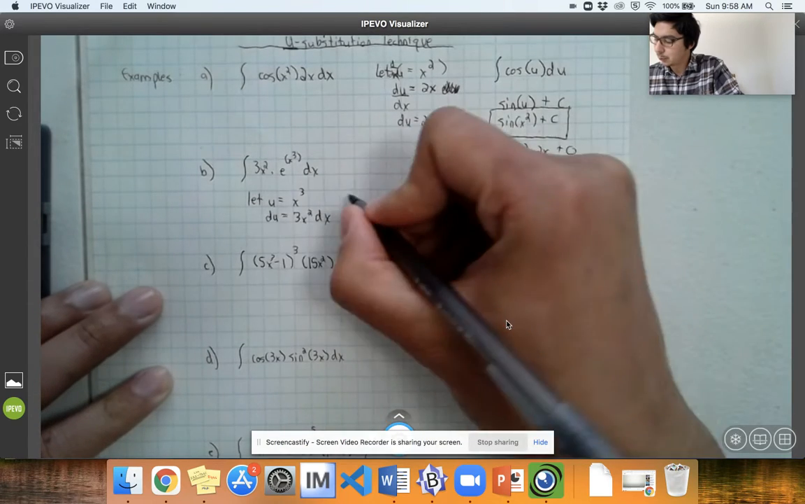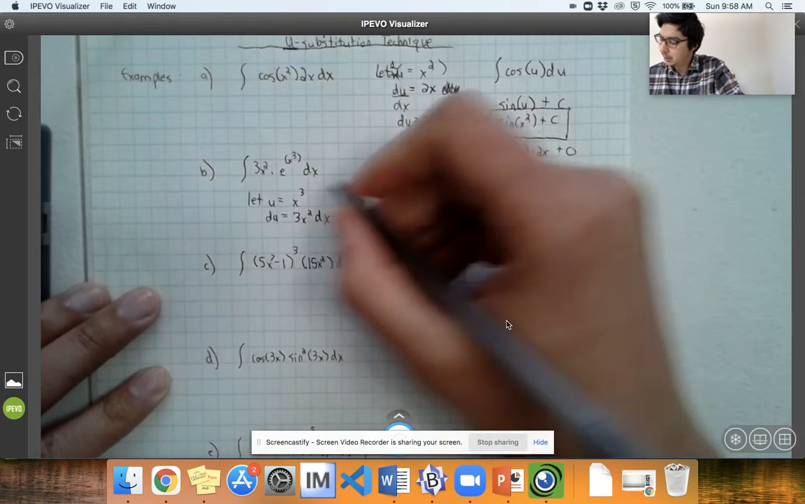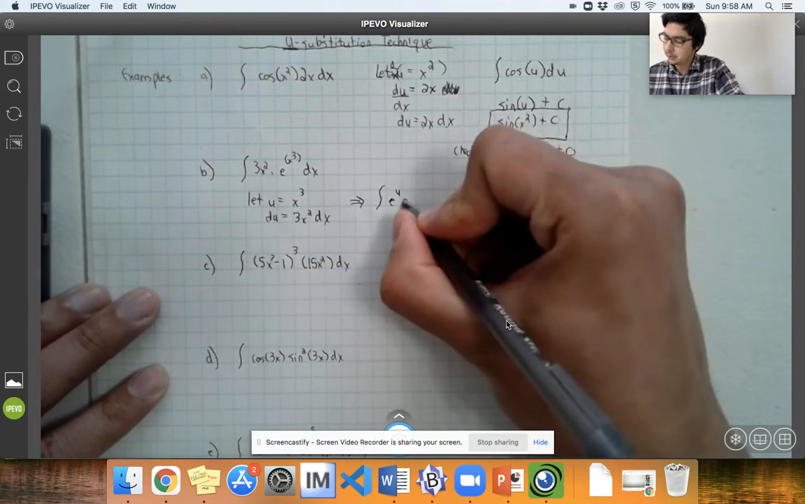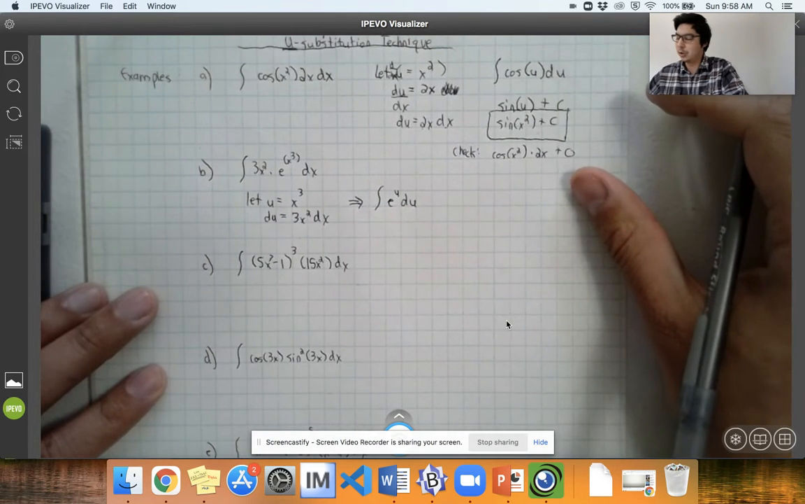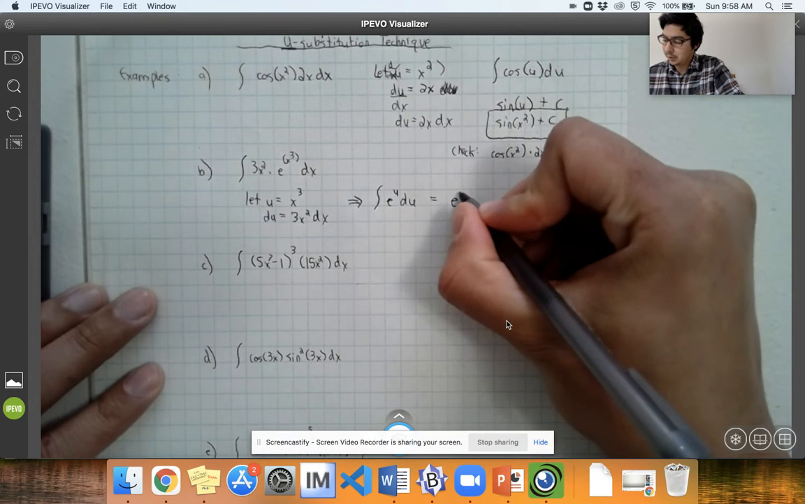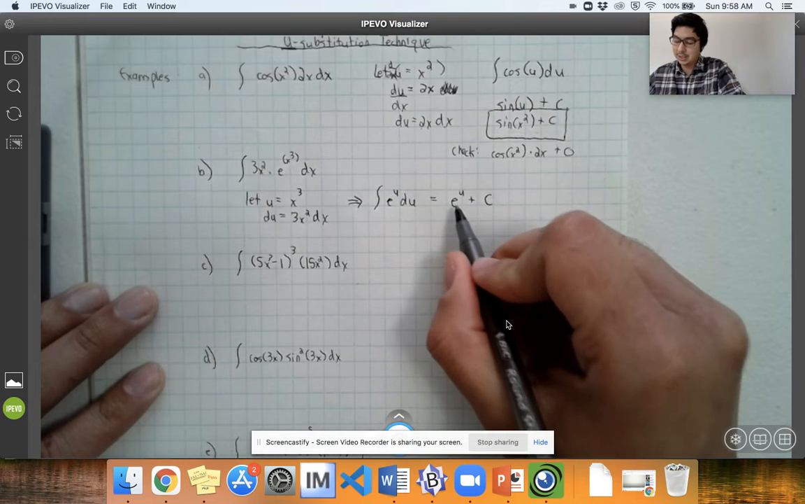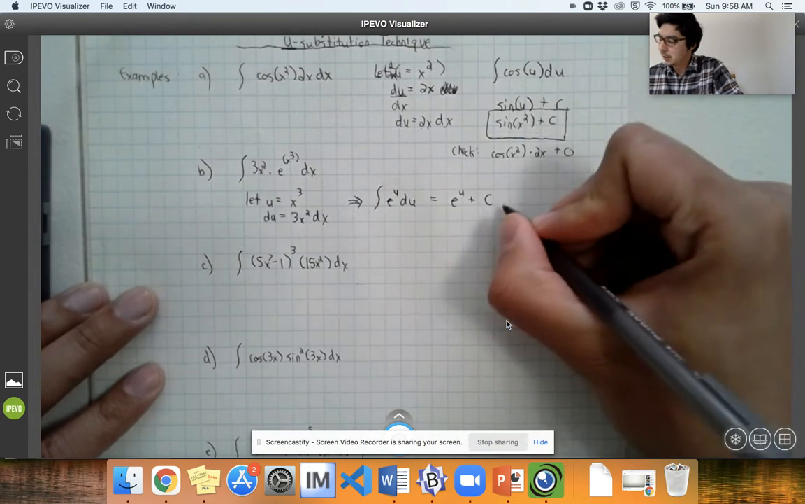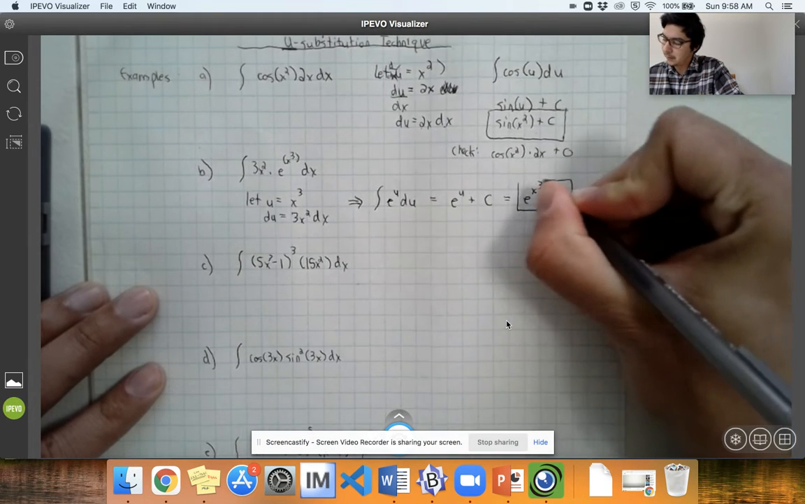Well, I can rewrite this integral as the integral of e to the u, and then the 3x squared dx is du. This is the same thing as this, just with a little substitution. And what's the integral of e to the u? Well, the integral of e to the u is just e to the u plus c, because the derivative of an exponential, base e, is the function itself. Then you replace u with x to the third, and what we'll have is e to the x to the third plus c. And there you go.